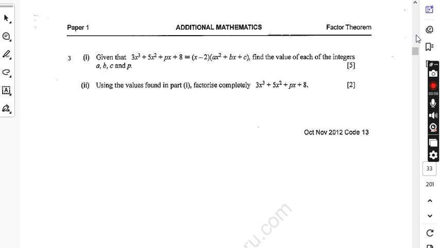Part 1. Given that 3x cube plus 5x square plus px plus 8 equals x minus 2 into ax square plus bx plus c, find the value of each of the integers a, b, c and p. Using the values found in part 1, factorize completely 3x cube plus 5x square plus px plus 8. You can see this question came in October-November 2012 paper 1-3. So let's start.